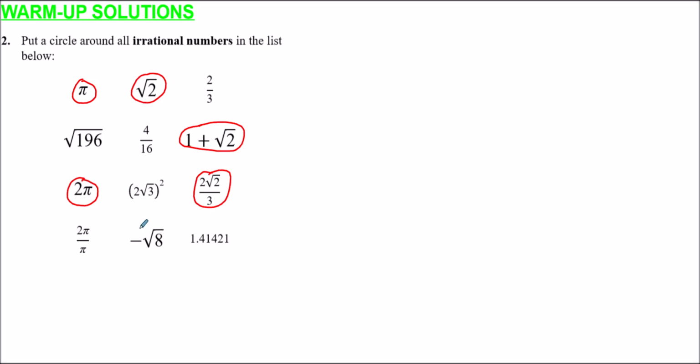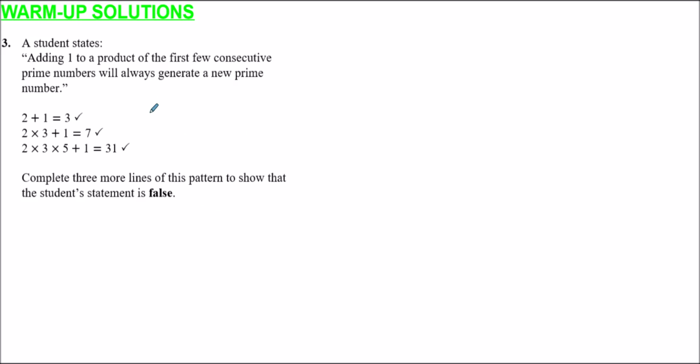Minus root 8 is also irrational, that's minus 2 root 2. This here, the pi's will cancel, this is the same as 2, and that's rational. And also here, this isn't root 2, this is a rounded expression for what root 2 is. But this is an exact decimal, therefore it's an exact fraction, therefore this is actually rational. So it's only these 6 you should have been circling, which are irrational.